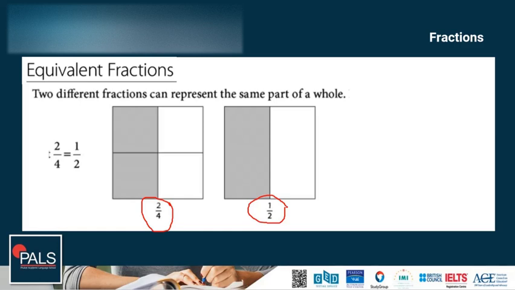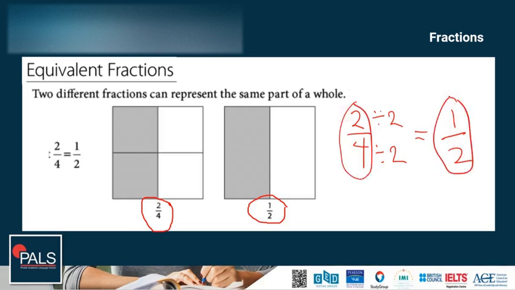For example, if you divide the numerator and denominator of 2 over 4 by 2, the result will be the equivalent fraction 1/2. Okay, 2 over 4 is equal to 1/2, and they are called equivalent fractions. Let's look at some examples.